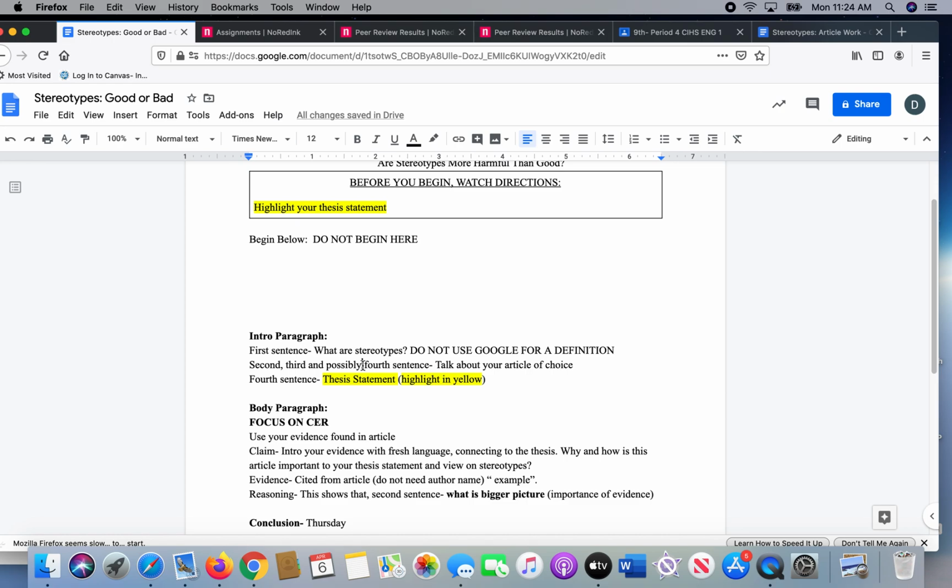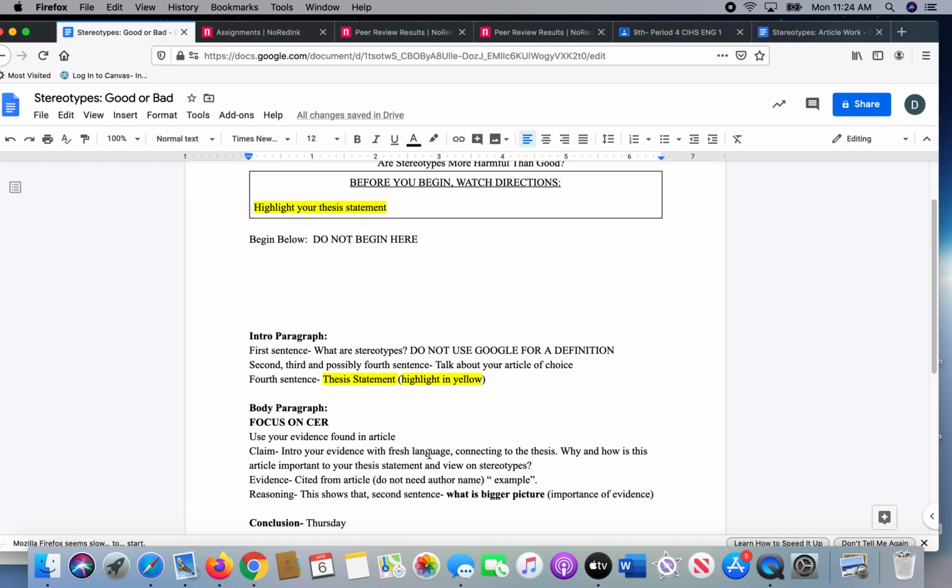Now, this is a little different for the claim. Claim in English, remember, is always an answer to a question. But for body paragraphs, you use the same structure, but your claim is more introducing your evidence with fresh language and connection to your thesis. So what is the purpose of this evidence? Why are you introducing this evidence? Why and how is this article important to your thesis statement and view on stereotypes?